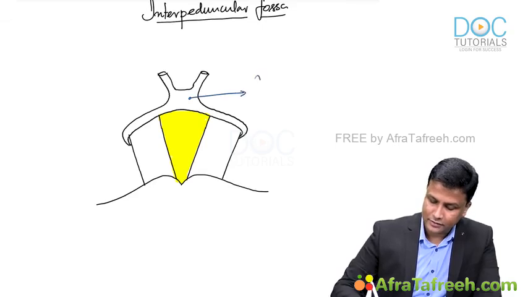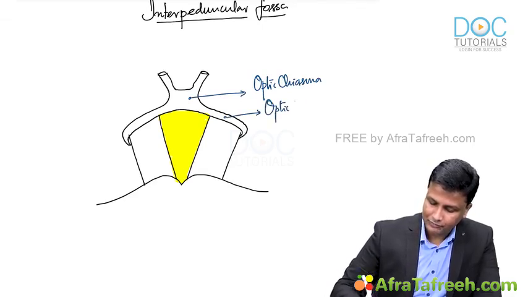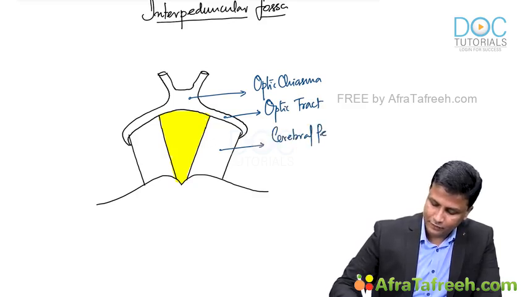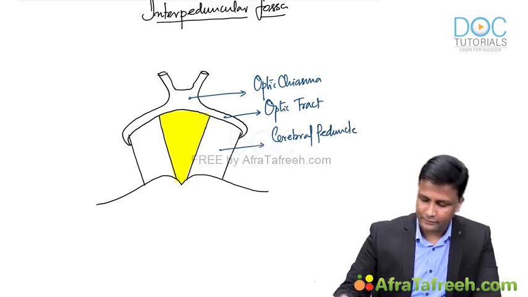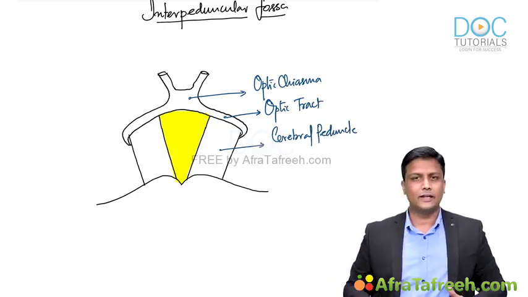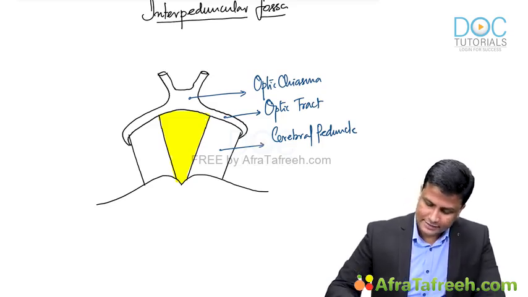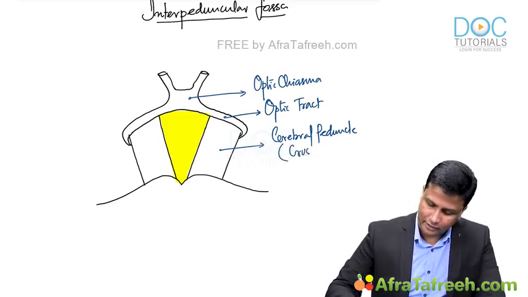Yes. This is the optic chiasma. This here will be the optic tract. And finally, this here will be the cerebral peduncle. Of course, that will have that crus cerebri part. So in most of the books you will see them marking that as crus cerebri. Even that is not wrong, guys. Cerebral peduncle will have that white matter part known as crus cerebri. So don't get confused with that one.